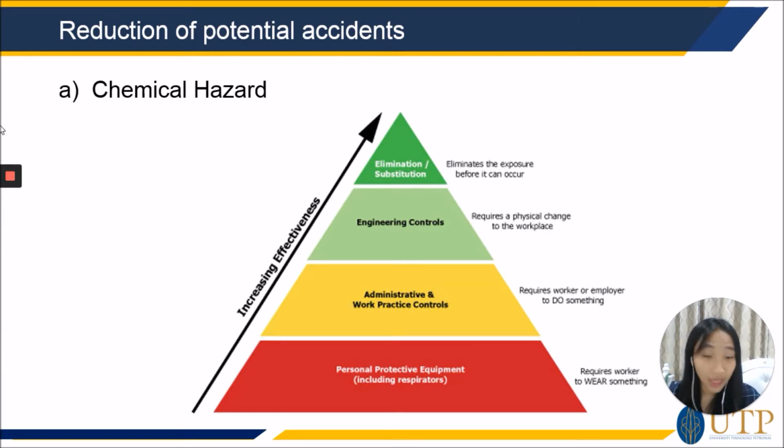So first things first is a chemical hazard. So for chemical hazard, as you can see, there is a chart, which is some sort of a control measure chart. So at the bottom here, going vertically upward of the pyramid, it increases the effectiveness. So the bottom part, which is wearing PPE, administrative and work practice controls, engineering controls, are all to reduce exposure to the hazards. However, for elimination or substitution, it eliminates the chemical hazard completely. So it does not only reduce the exposure, but it eliminates the chemical hazard.